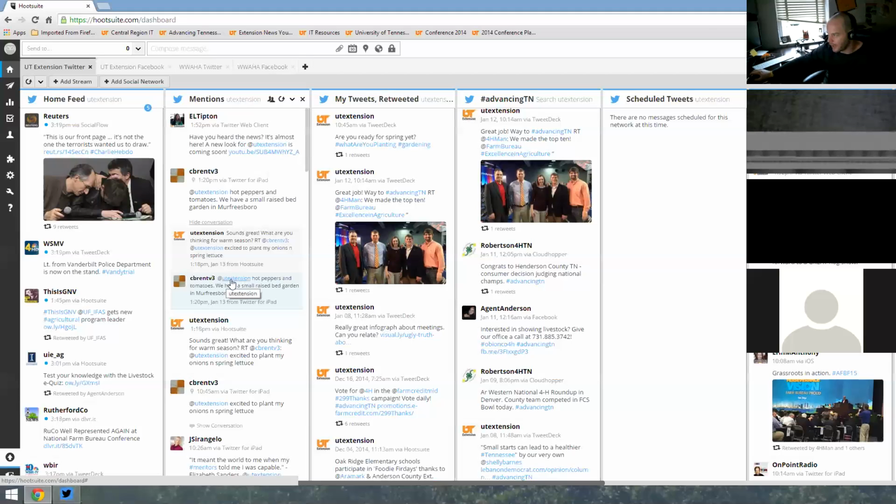Okay, so it's not really private, but it's a tweet between two users because they did not put a period there. Had they put a period there in front of the username, the @UTExtension, it would have gone out as a public tweet and everybody would have seen it. And you can see then that this reply was actually a reply to where I retweeted their first tweet.